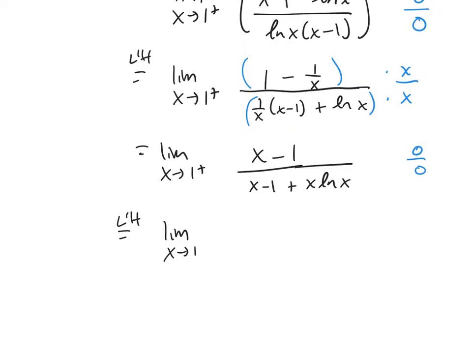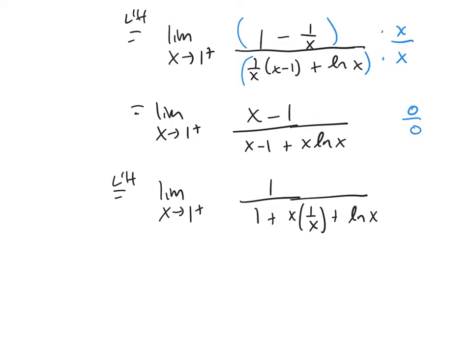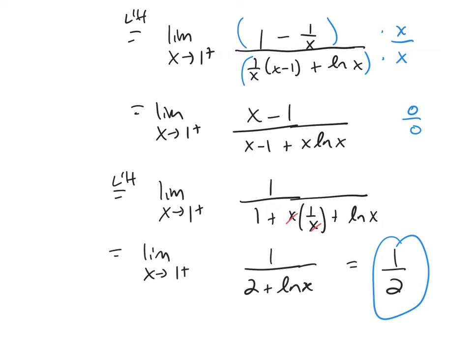The limit as x goes to 1 from the right. The derivative of x minus 1 is 1. The derivative of the denominator is 1 plus, and then you're going to have to use the product rule here, x times 1 over x plus ln x. Now if you plug in, maybe we'll simplify first. These x's cancel, so it's 1 over 1 plus 1, which is 2, plus ln x. If I plug in x equals 1, you're going to get 1/2. So in the end, this limit was 1/2.